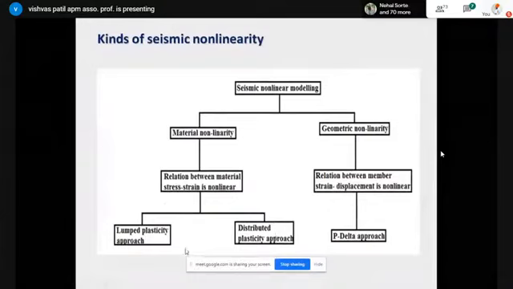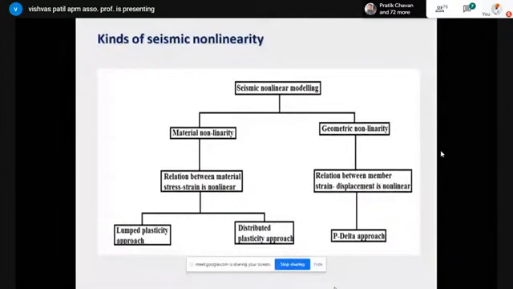Then in the case of geometric non-linearity, what we mean is that the relation between the strain and the displacement is non-linear. So what is known as the P delta effect? You might have read this particular term. This term is applicable only when the structure is subjected to lateral force. So what is a P delta effect?